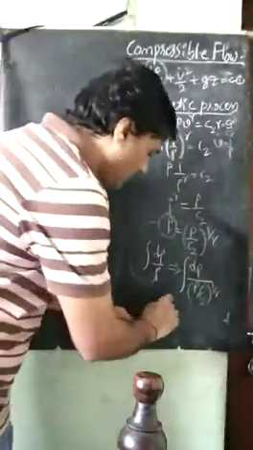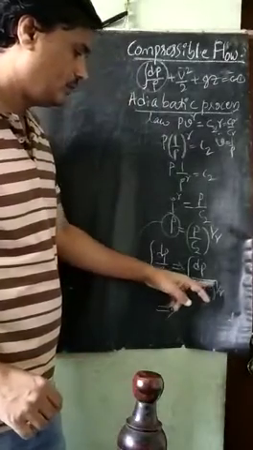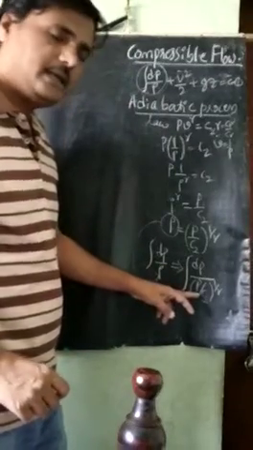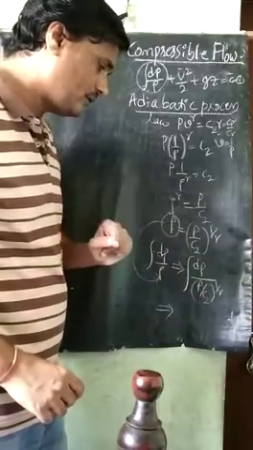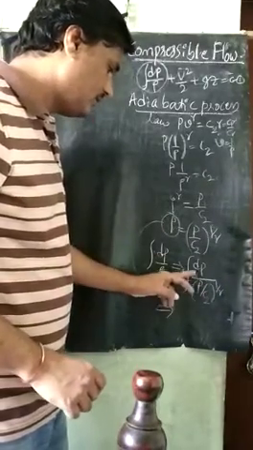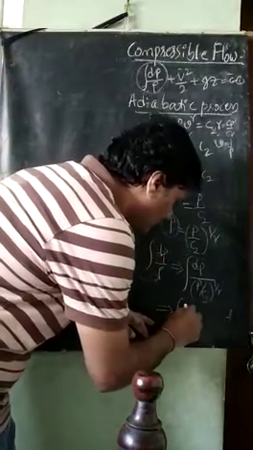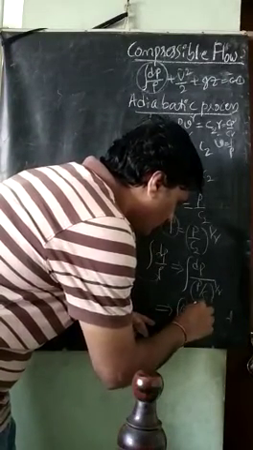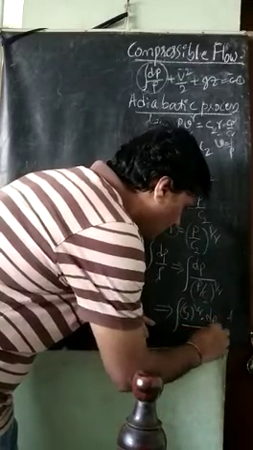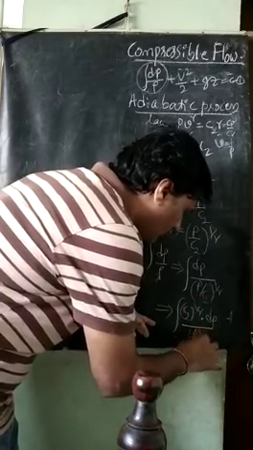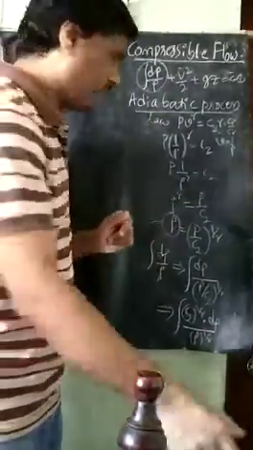Next, simplify it again. It is 1 divided by C2 raised to 1 by gamma. It is a constant, because gamma is a constant and C2 is also constant. If I write it in another form, it is C2 raised to 1 divided by gamma into dP divided by P raised to 1 divided by gamma. This is the simplification.